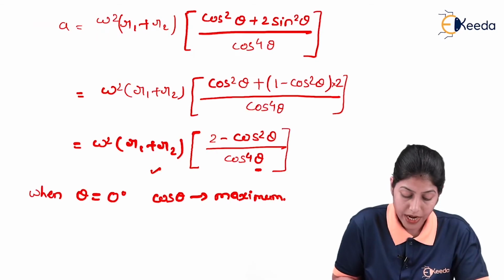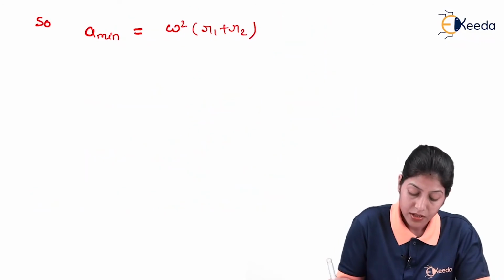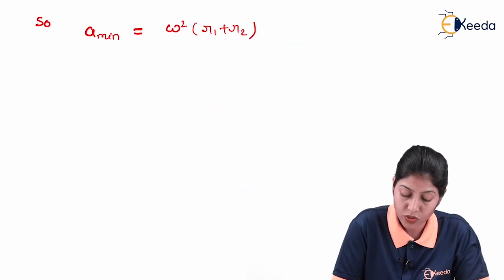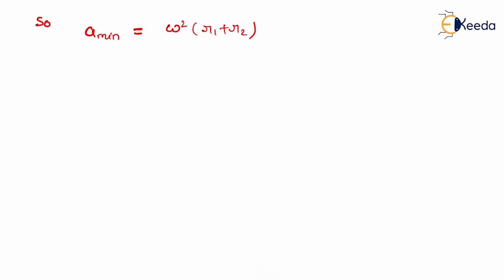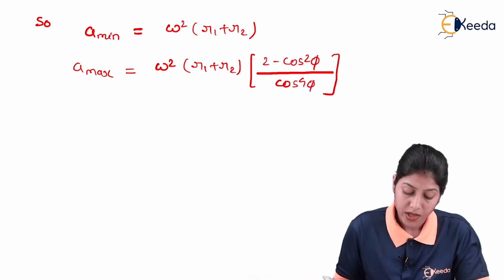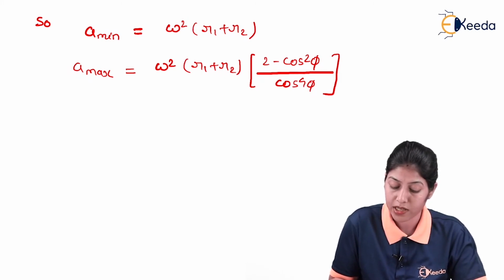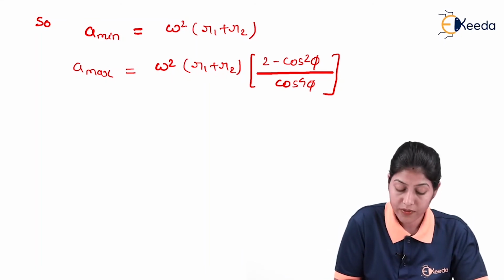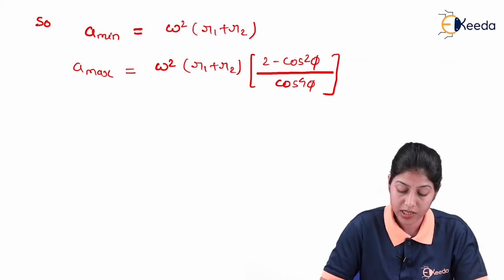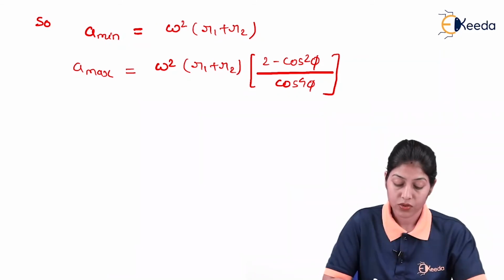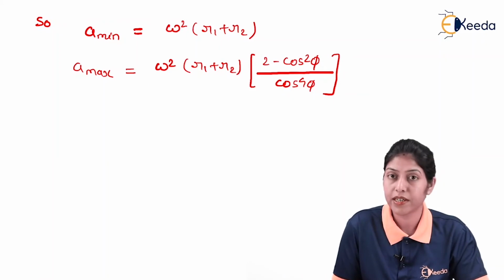If we are finding the minimum acceleration, it will be equal to omega square (r1 plus r2). And the equation of maximum acceleration will be omega square (r1 plus r2) into (2 minus cos square phi) by cos 4 phi. At theta equals phi, we get the maximum acceleration. So this is the equation representing the acceleration of the roller follower.